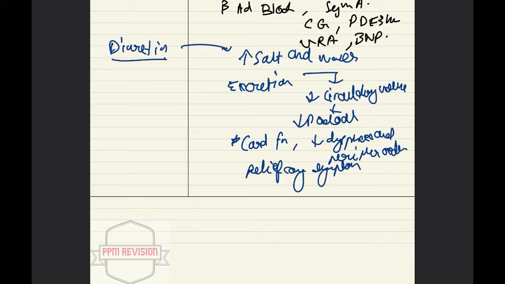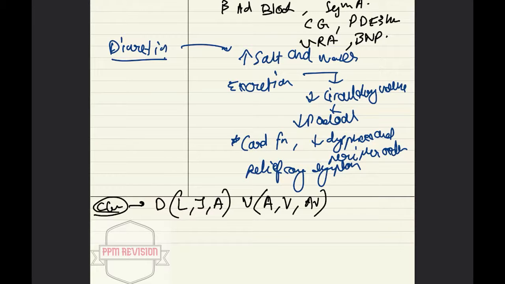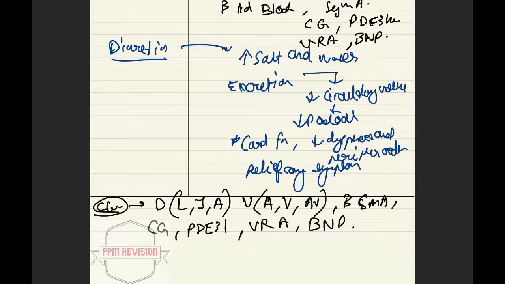So we have seen the classifications, and it is nothing but diuretics. Under diuretics there's loop, thiazide, as well as aldosterone antagonist. And next we also studied vasodilators. We have arterial, veno and arterial-veno vasodilators. There's also beta blockers, and there are sympathomimetic amines. There's cardiac glycosides, there's phosphodiesterase 3 inhibitors, there's vasopressin receptor antagonist, there's also brain natriuretic peptide. So these are the classifications, and then we also spoke about the diuretics.